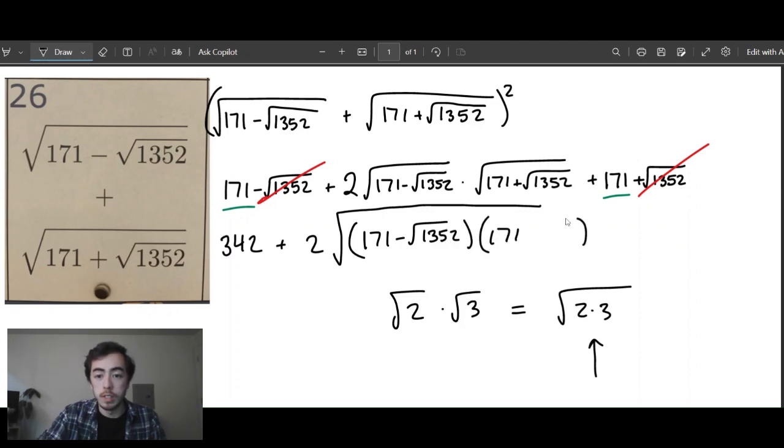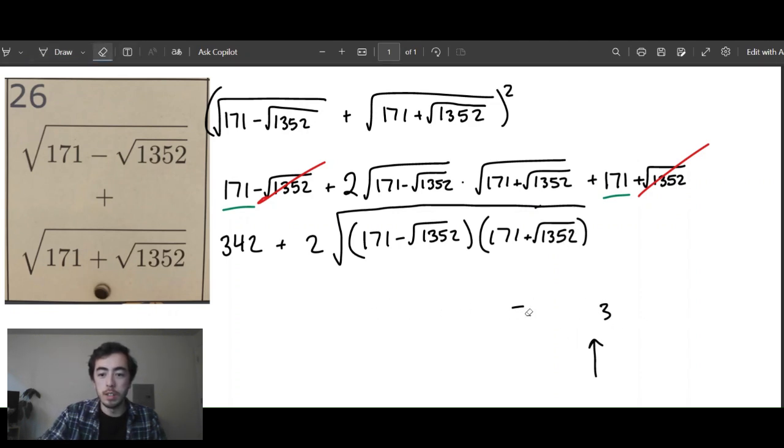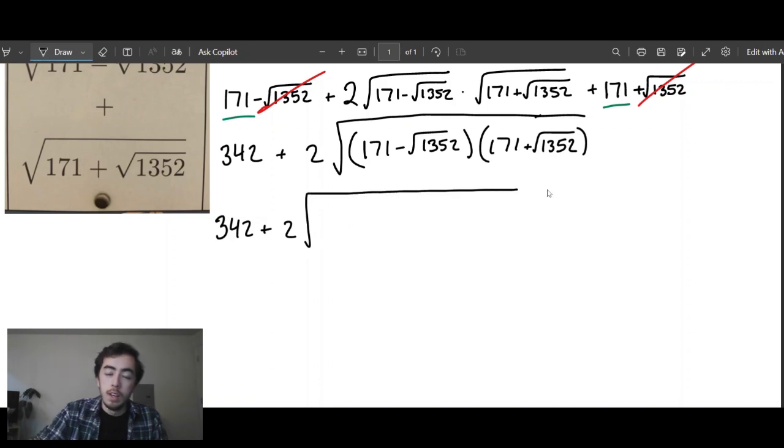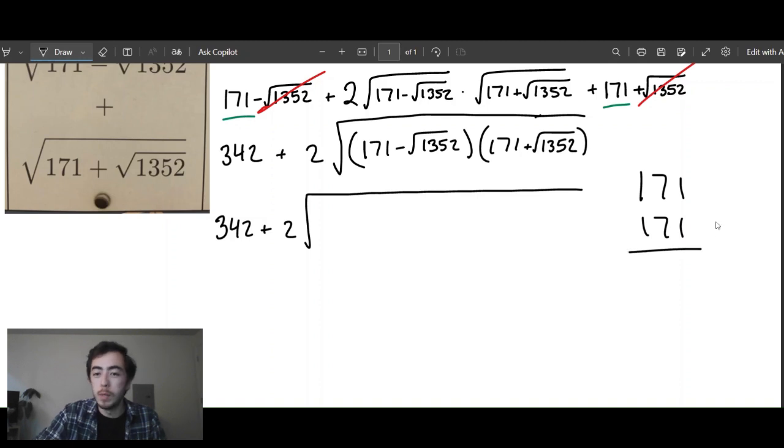My goal here on the inside is to get rid of more square roots by doing this multiplication. So unfortunately, I don't see a better strategy than to do another one of those foilings or another one of those binomial multiplications. So this 342 stays put, this 2 stays put, the square root sign stays put. And this isn't going to be fun, but I need to do 171 squared. I don't really have a fast way to do that off the top of my head. So let's just do some long multiplication as fast as I can.